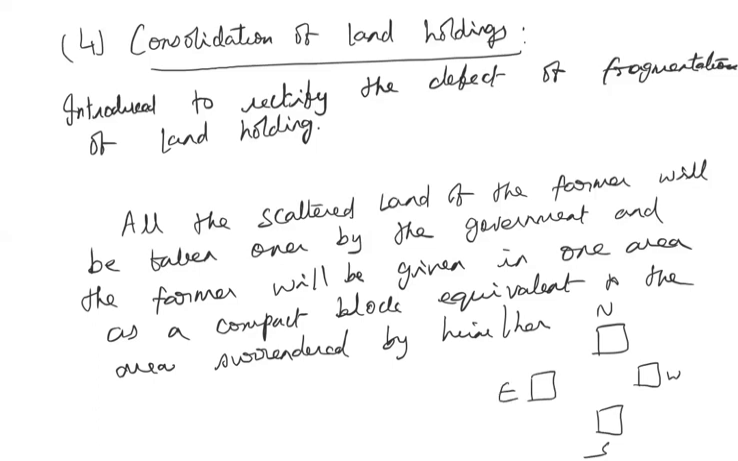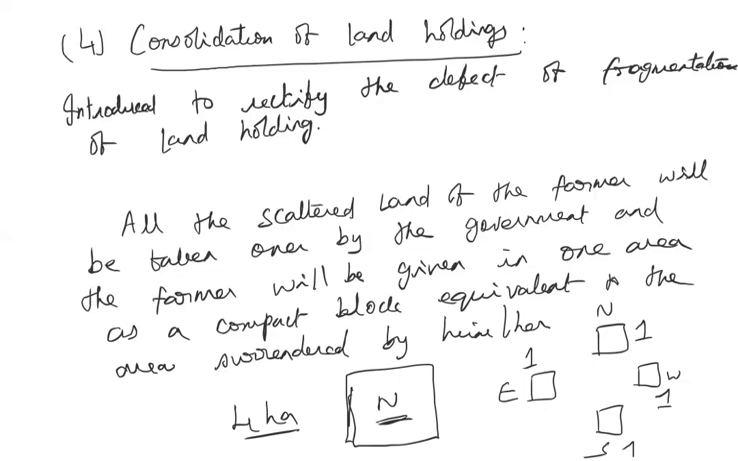So let us assume this is 1 hectare, this is 1 hectare, this is 1 hectare. So totally the farmer is having 4 hectares scattered all around the village. So the farmer will be given in one place the equivalent of 4 hectares, instead of maybe only on the northern side or only on the southern side. So instead of all the scattered land spread all over the village, the farmer will be given land in only one particular area. So that is the consolidation. Consolidation, pooling all the scattered pieces of land.